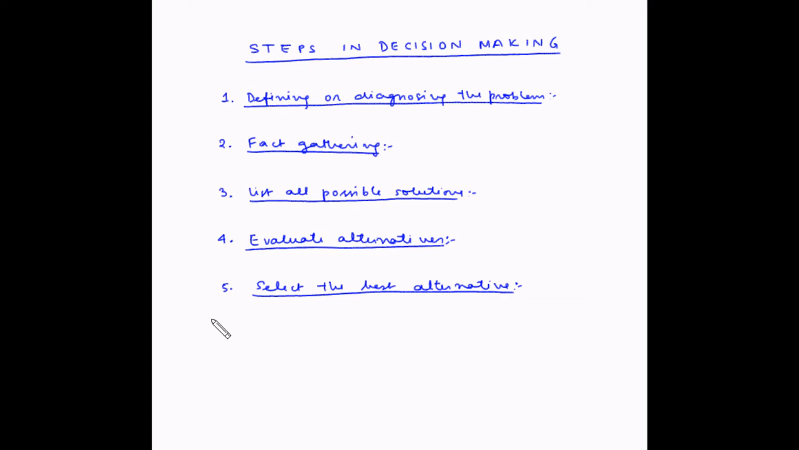After you're done with step number 5, step number 6 is to implement the selected decision. Once this final solution has been made, the next step is to implement the decision.